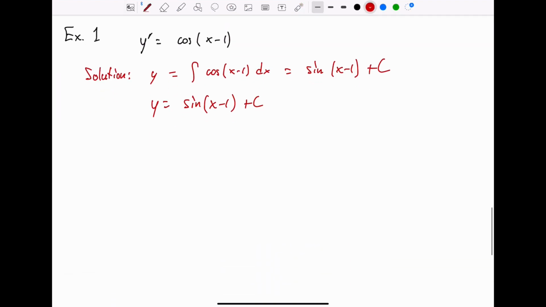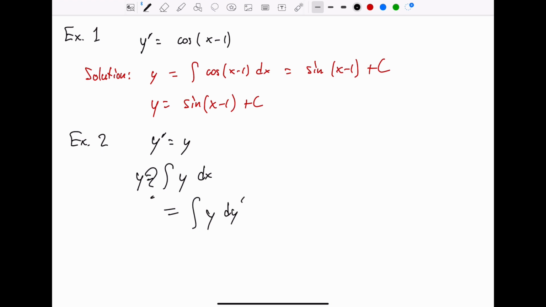So example 2, notice the difference between example 2 and example 1. In example 2, we have y prime equals y. We've written y prime in terms of y, not in terms of x. So if we were wanting to solve example 2 like we solved example 1, then we'd find y by integrating everything on the other side of the equation. So let's see, y equals the integral of, well, we just have y here. So we integrate y with respect to x, or is that right? Or is it integrating y with respect to y? You see that we're kind of stuck here.